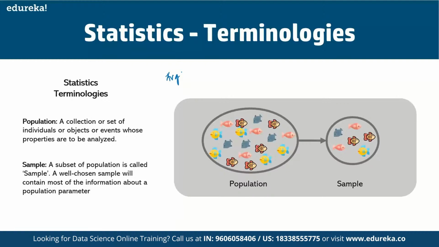By then, maybe we would have lost 2 people and 10 new babies would have been born. So the moment you complete this calculation, the data has already changed. The population, that means every individual you have, the data has already changed. So whatever average you have derived is basically not correct. So it is impossible for us to perform something on a population. Population is a collection or a set of individuals or objects or events whose properties need to be analyzed. So we cannot work on a population.